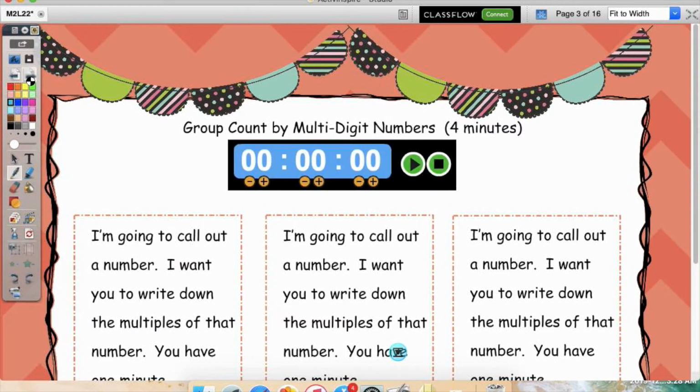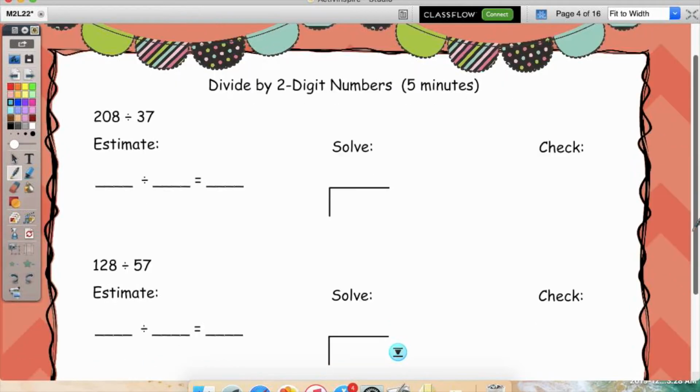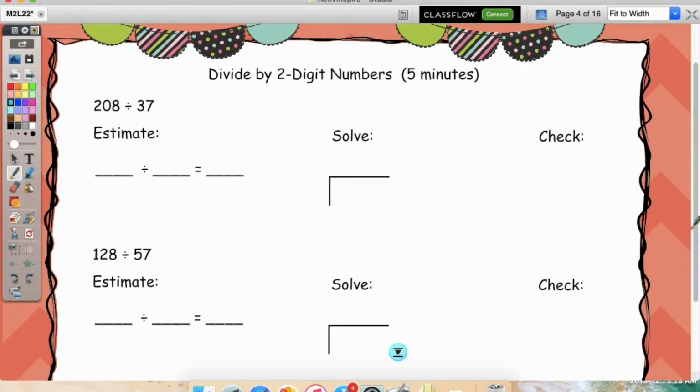We're not going to do that. Let's do a little review. Let's just do the first one, okay? Little review of Monday's lesson. So we've got 208 divided by 37.